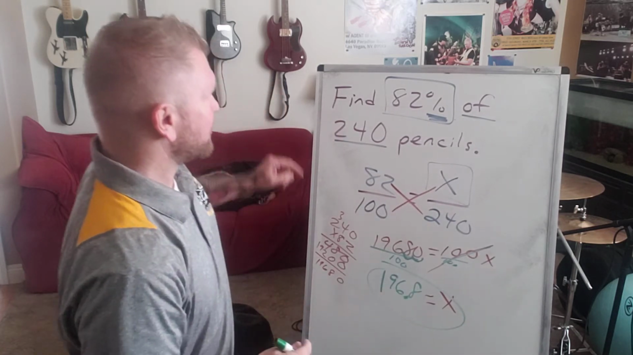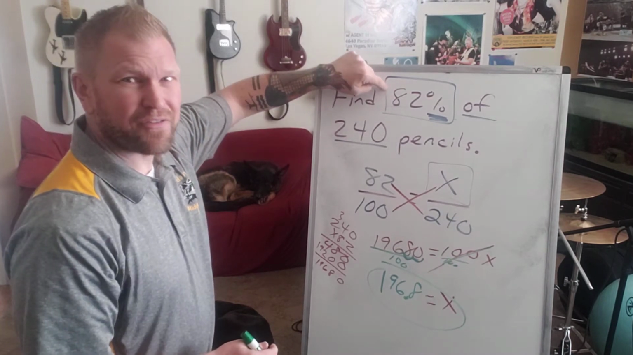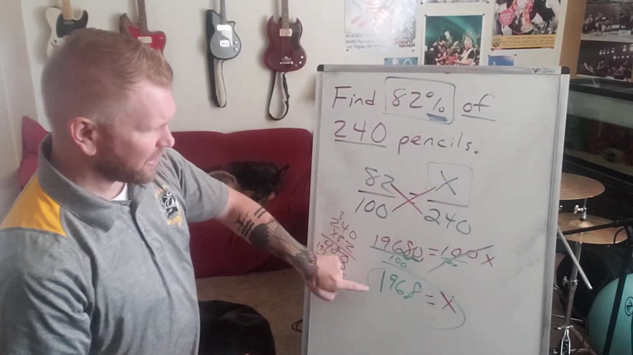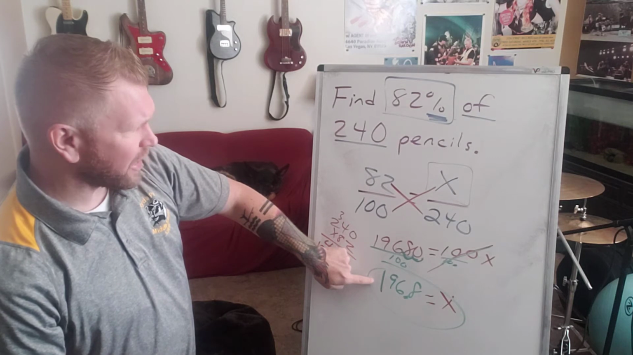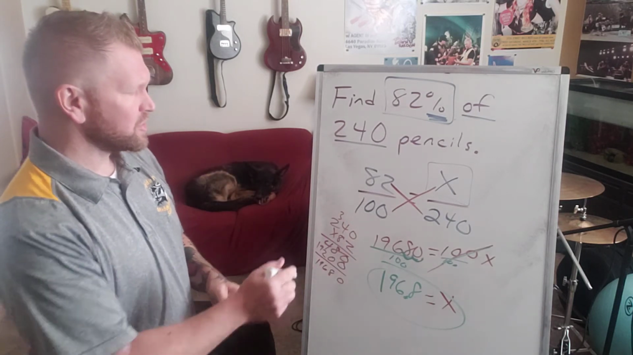See if that makes sense. We have to get 82% of that many pencils. 82% is more than half of the pencils, but not all of them. Is 196.8 of them more than half of them, but not all of them? Yeah, that makes sense. So there's your answer.